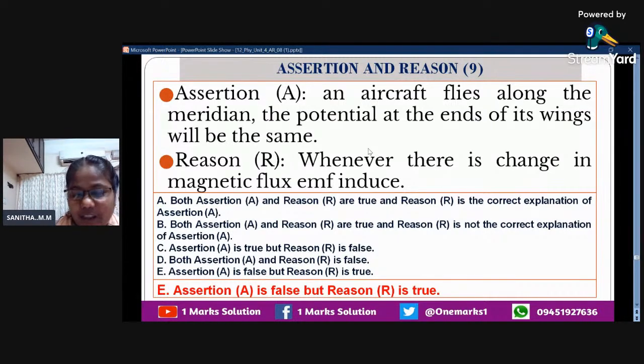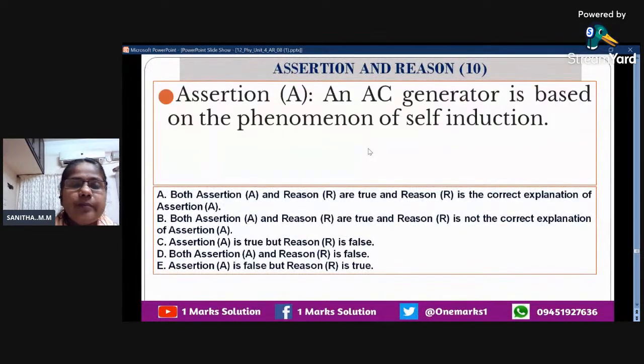A new option is also there. See? A, B, C, D, E option is also there. That option is here: assertion is false and reason is true. Next one, we can say the 10th question.